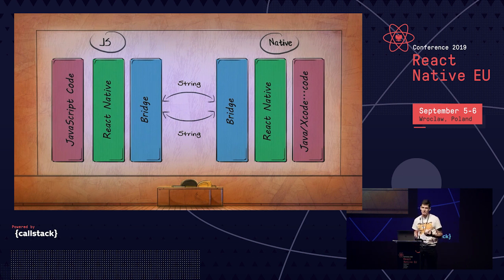What is noticeable here is that this architecture is asynchronous by design because of the way the bridge works. So the bridge is asynchronous by design, and so is React Native, which is quite amazing in the majority of cases. You don't really want to block anything. So that's nice. However, in some cases, you might actually need to use it synchronously.